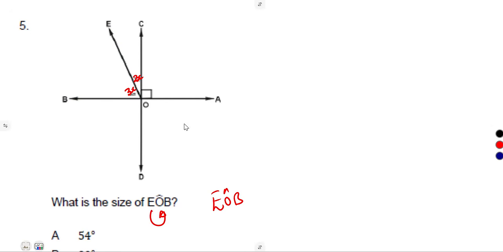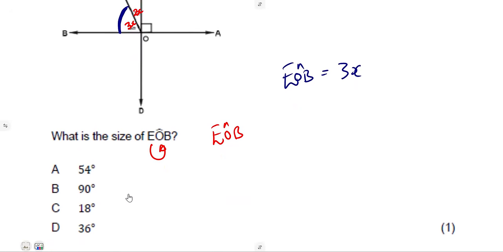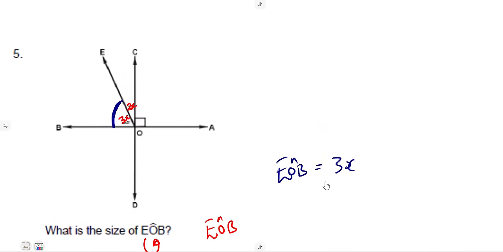So the angle created there is the 3x, this one. This is the angle created. It is 3x. That's our angle, EOB. We have x there. But if we consider our answers, they are not given in terms of x. So what are we going to do? We must find the value of x.